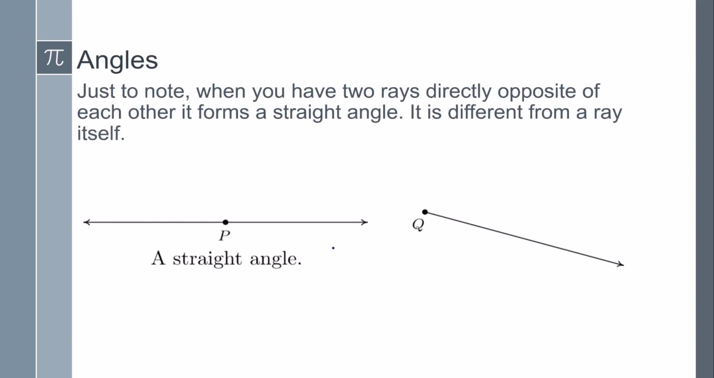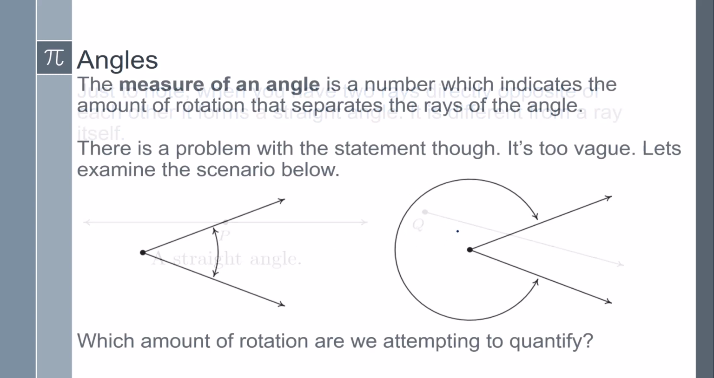Now, you can have an angle that's a straight line. You can also have an angle where the rays are basically the same thing. That means that it's implying that it's rotated all the way around. Now, the measure of an angle is essentially the amount of rotation that separates those two rays.